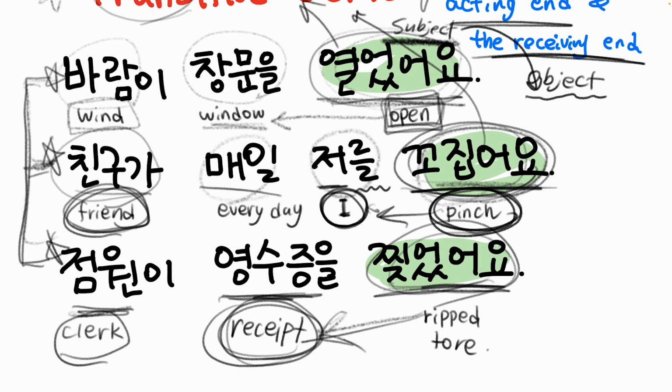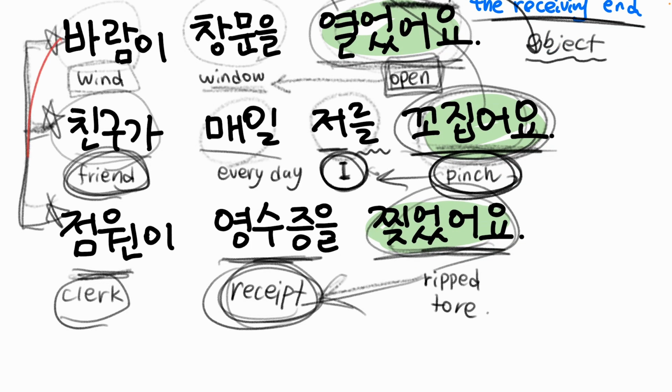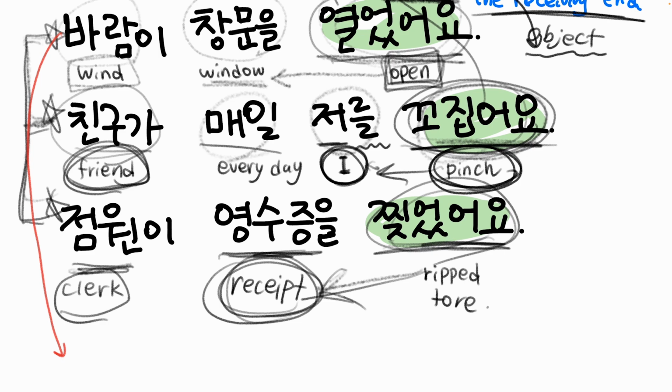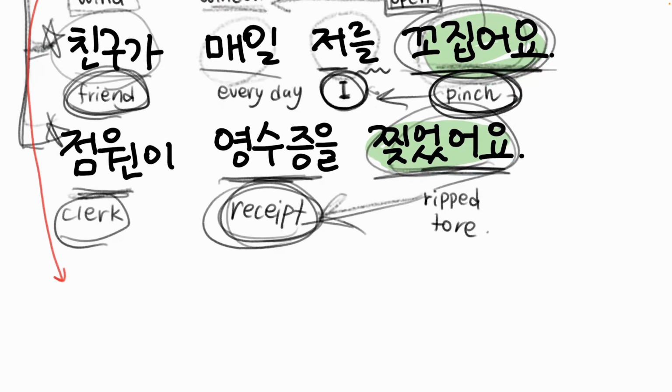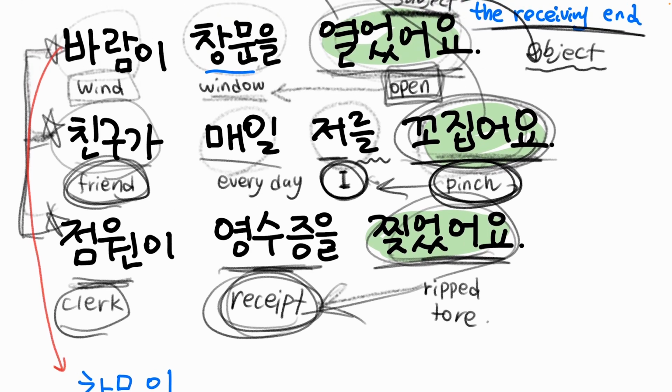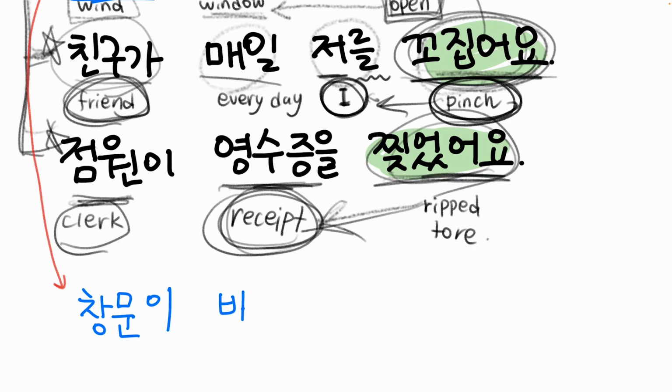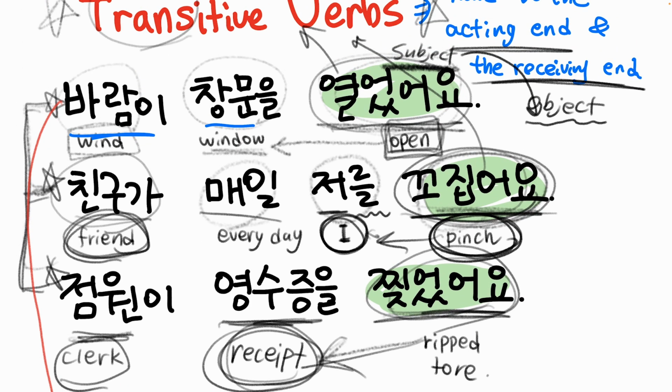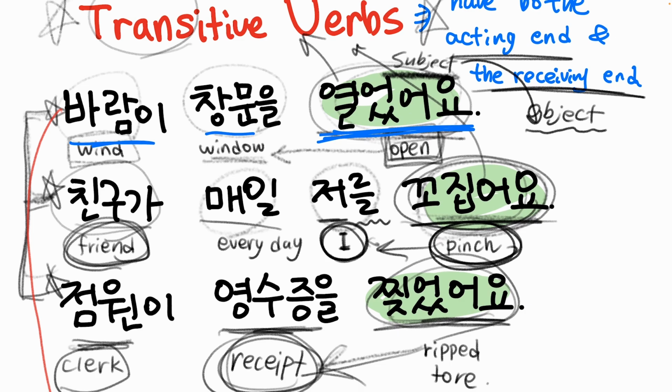So 바람이 창문을 열었어요. For this one, the subject in the passive voice should now be the receiver of the action, which is 창문. So you put 창문 with the subject marker, 창문이. 바람 is the actor. So to indicate that, we can put one of the particles we learned that corresponds to by. In this case, it would be 에, because 바람 is a non-living thing. So 창문이 바람에.